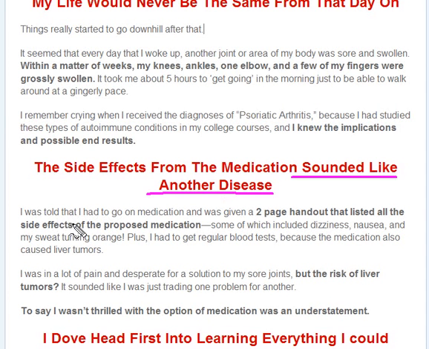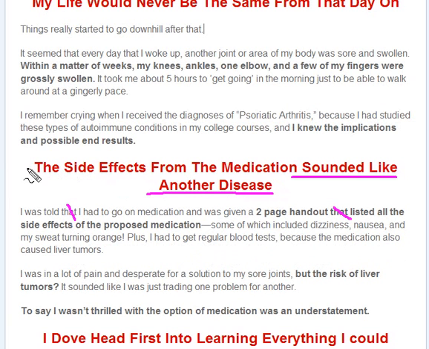"I was told I had to go on medication, and was given a 2-page handout listing all the side effects of the proposed medication, some of which included dizziness, nausea, and my sweat turning orange. Plus, I had to get regular blood tests because the medication also caused liver tumors."